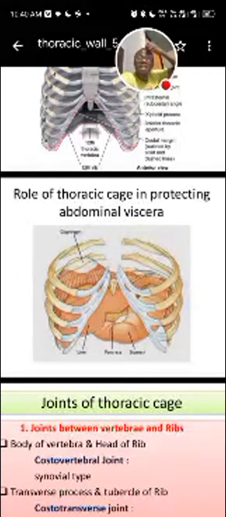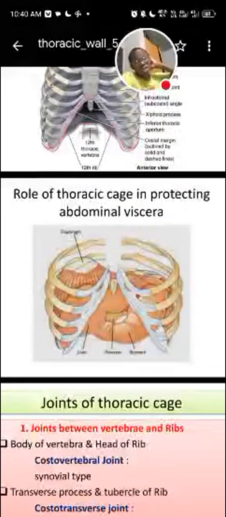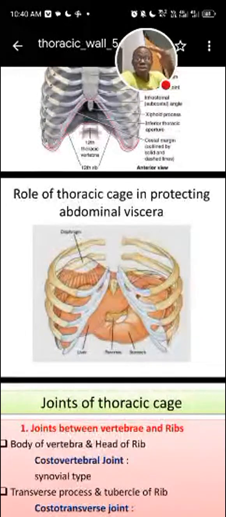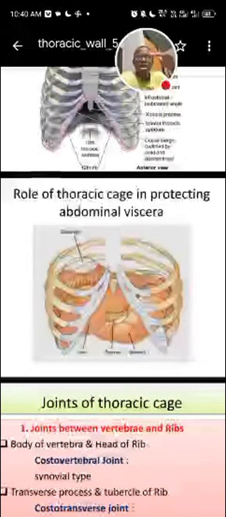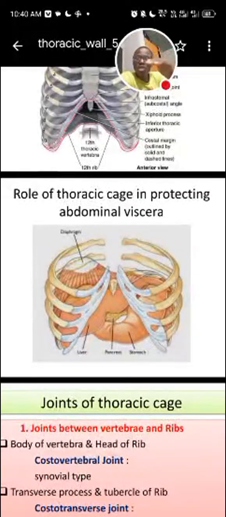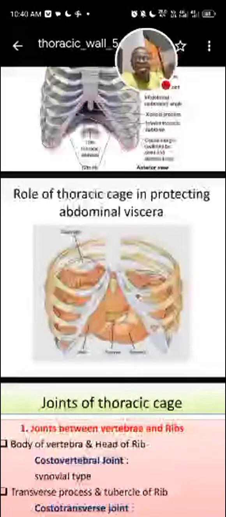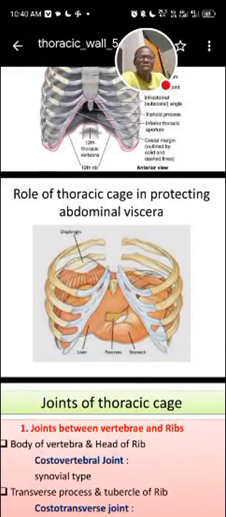We now talk about the intercostal muscle. Remember, the thoracic wall is made up of extrinsic muscle and intercostal muscle. We are done with extrinsic muscle. There are 11. I've listed them: serratus anterior, serratus posterior, serratus superior, pectoralis major, scalene muscle, external oblique, external intercostal, subclavius, sternocleidomastoid, diaphragm, and rectus abdominis. Do you follow?